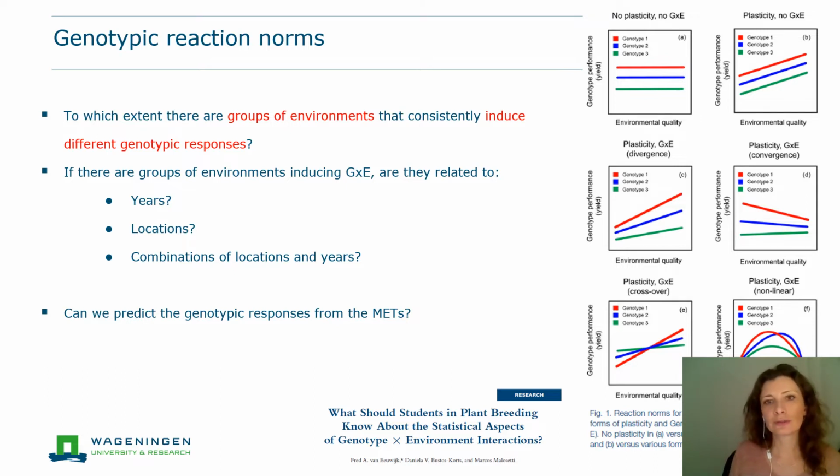One of the first questions that we need to ask ourselves is, to which extent are there groups of environments that consistently induce different genotypic responses? In other words, can I group years into something that I can understand a bit better, like the Niño and Niña events, like the ENSO events in Australia, for example? Or are there specific locations that consistently induce different genotypic rankings so that I can group those locations into regions and select for adaptation to those regions?